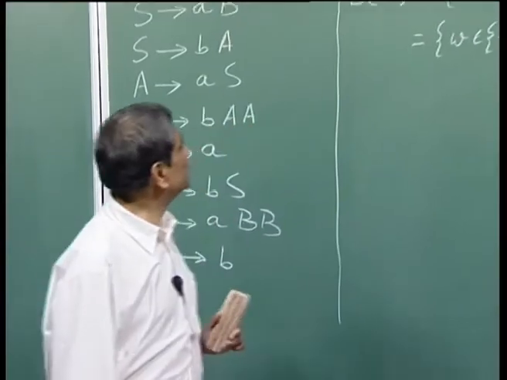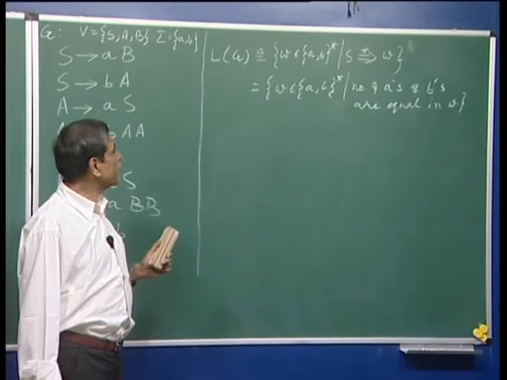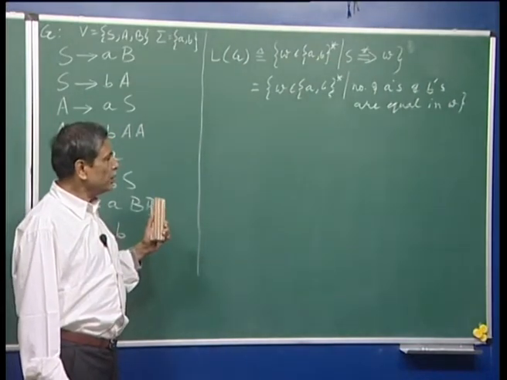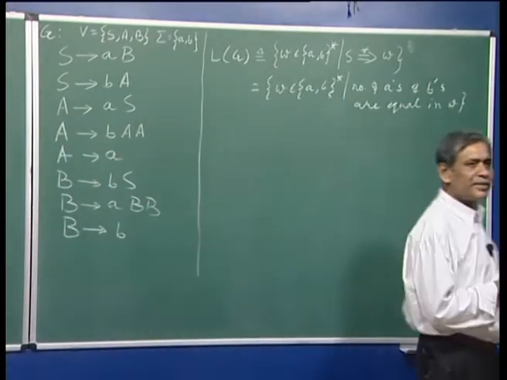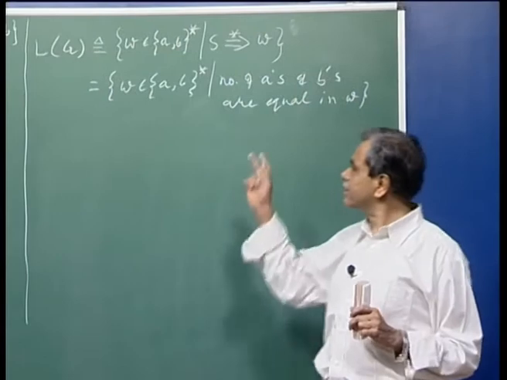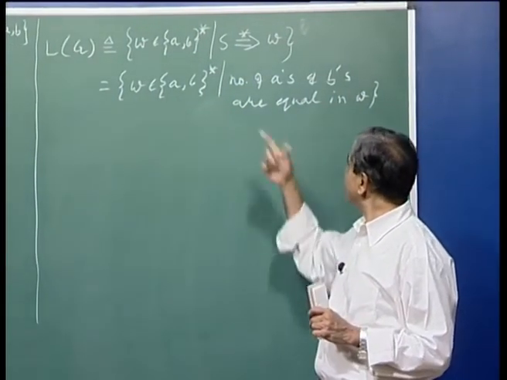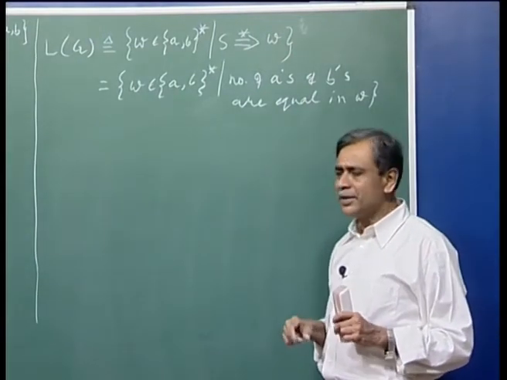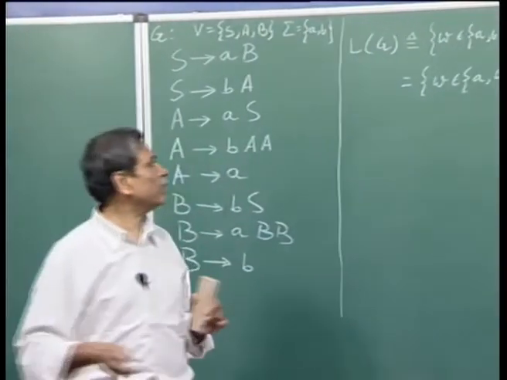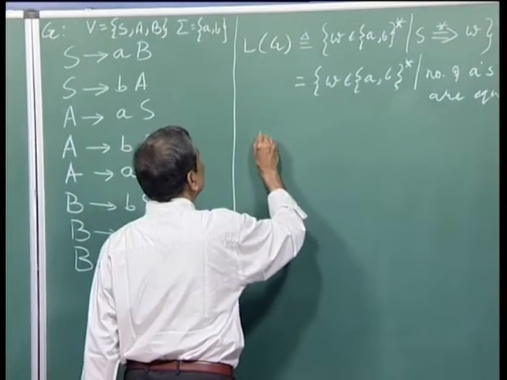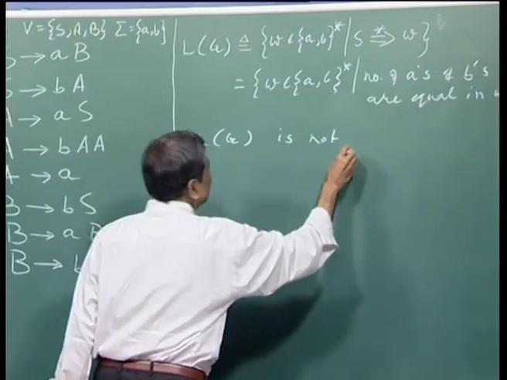Here is an example of a context-free language which, if you think for a second, you will realize is not a regular language, right? It's the set of all strings over a, b where the number of a's is equal to the number of b's. Very easily you can show that this set is not a regular set. So, L(G) is not regular.